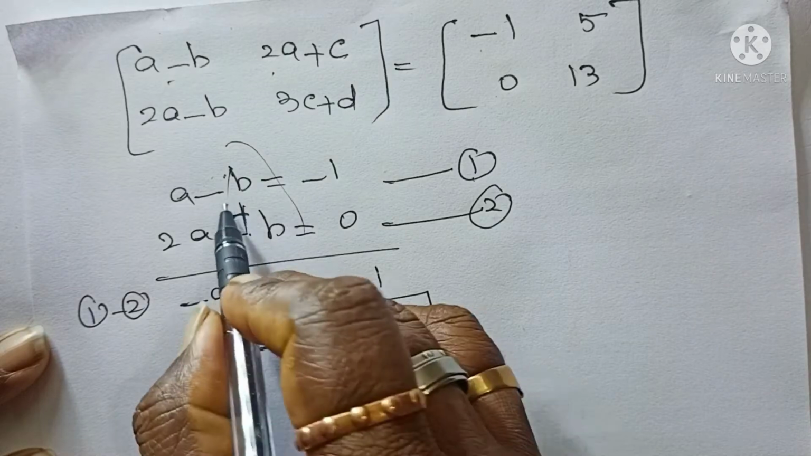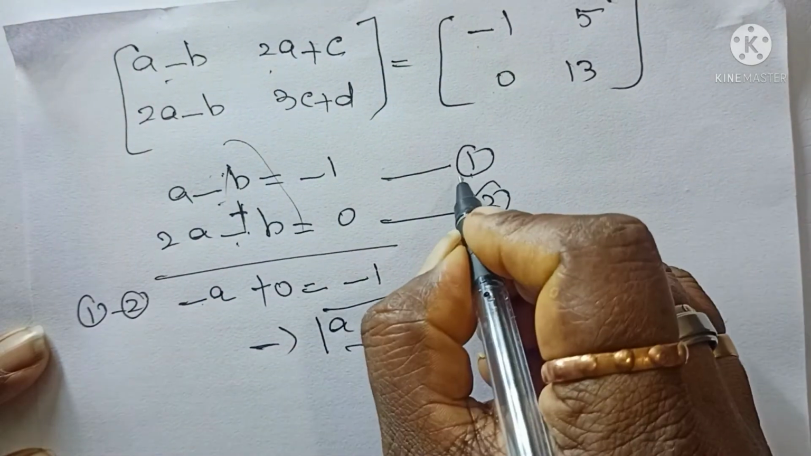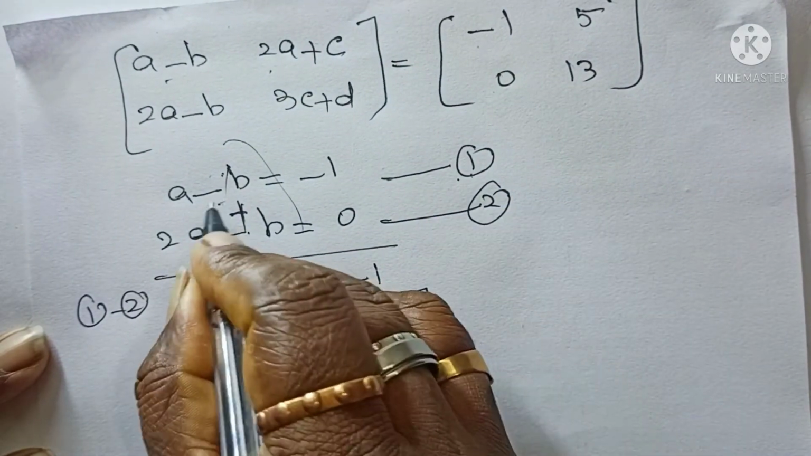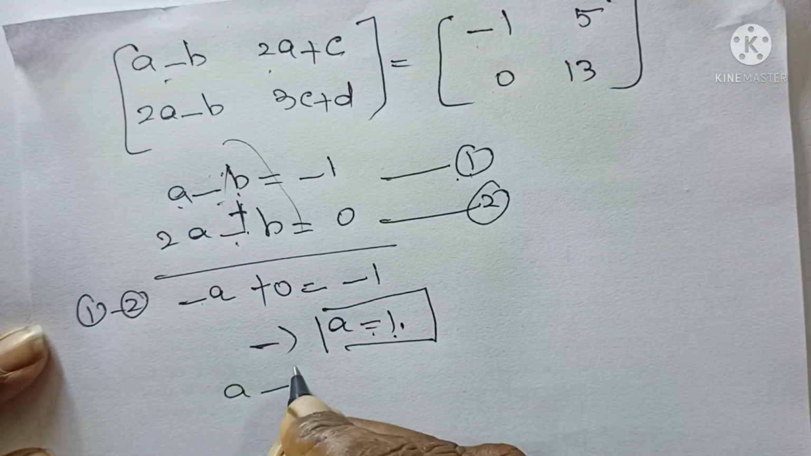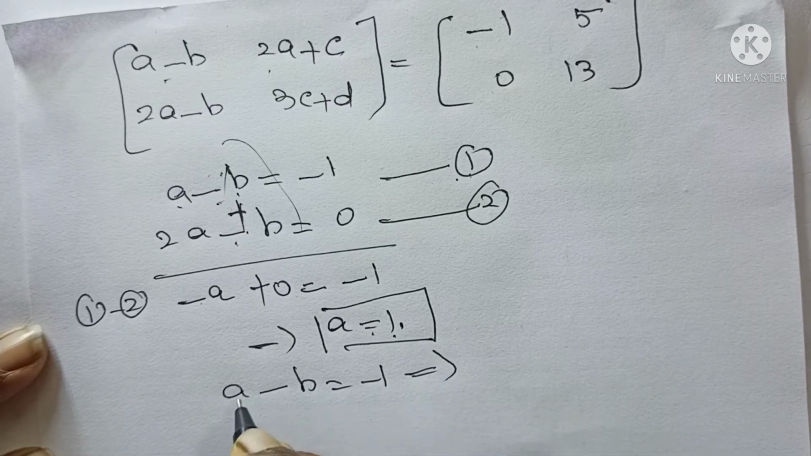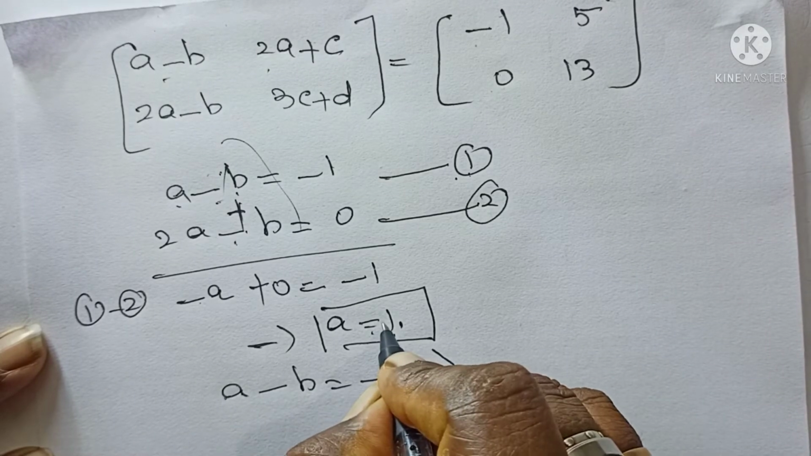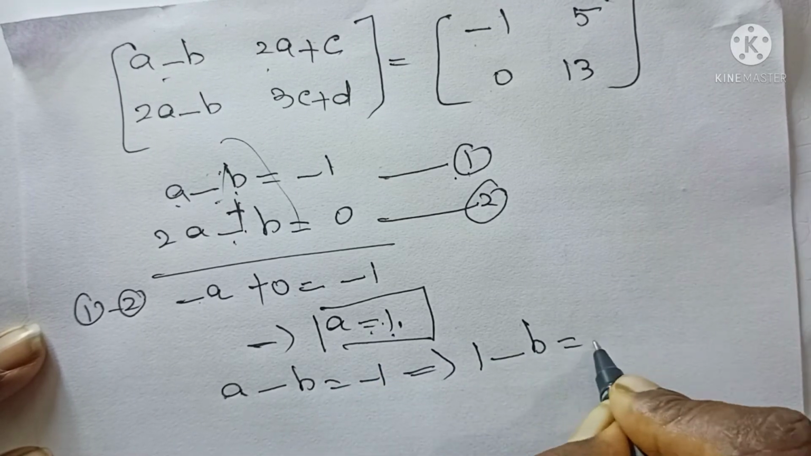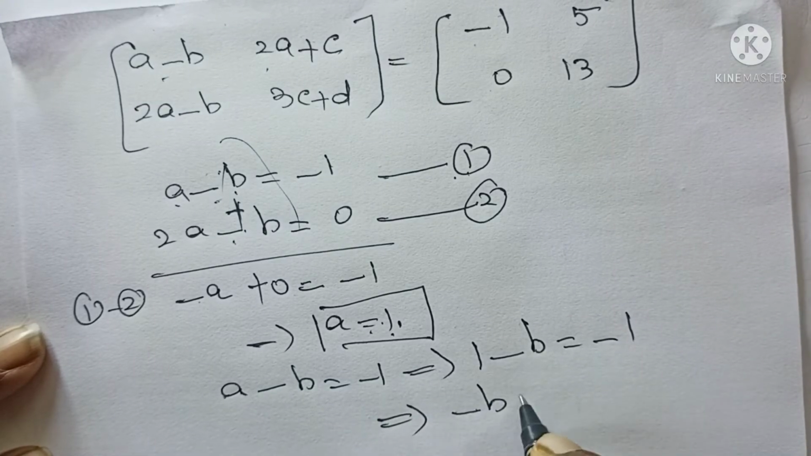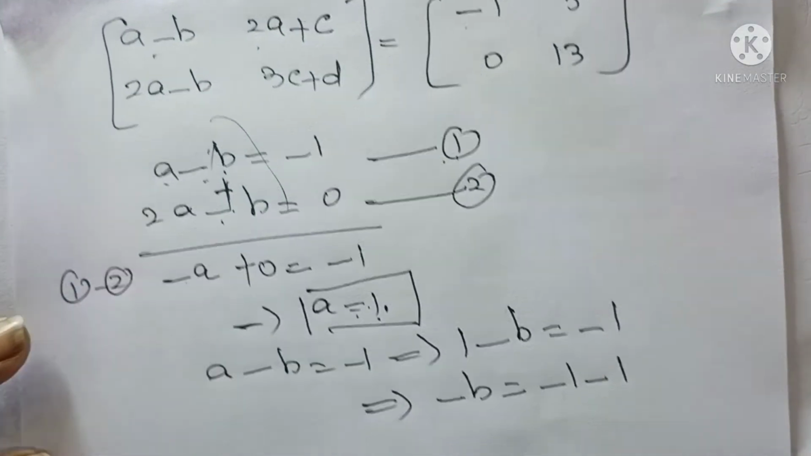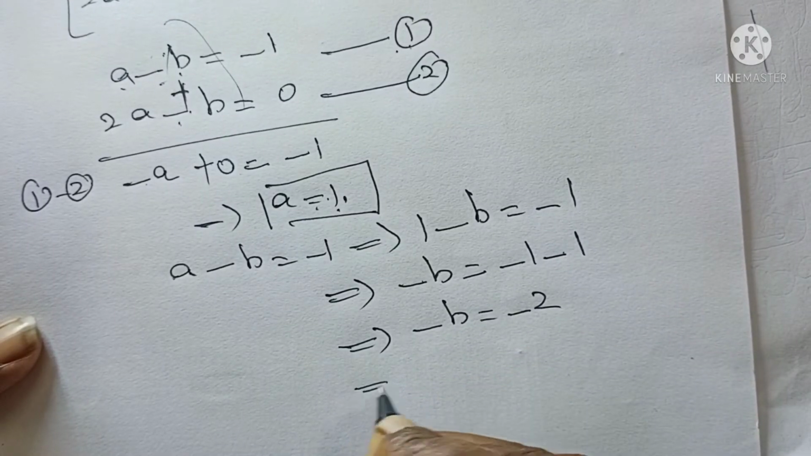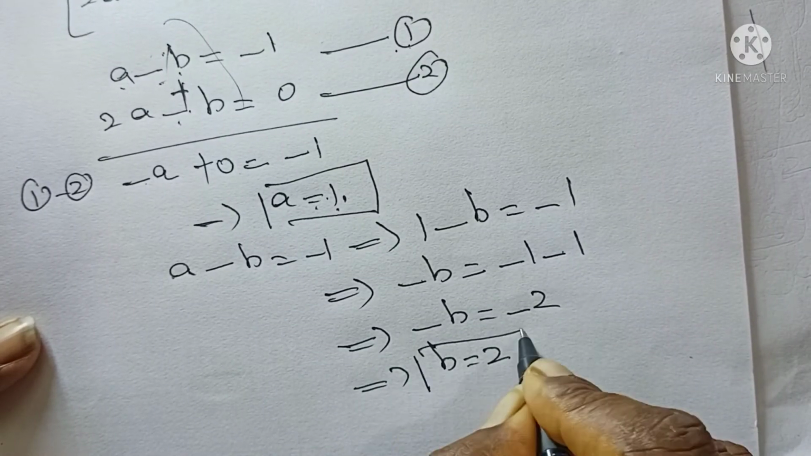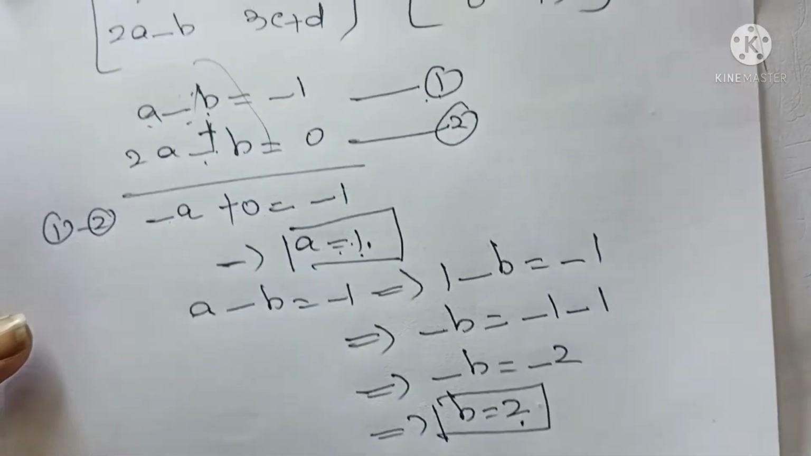Substitute the value of A in any one of these equations. So I am substituting the value of A in equation number 1. So A minus B is equal to minus 1, correct? This implies instead of A we put the value 1, so 1 minus B is equal to minus 1. This implies minus B is equal to minus 1 minus 1, so minus B is equal to minus 2. This implies B is equal to 2. So we got the value of B.